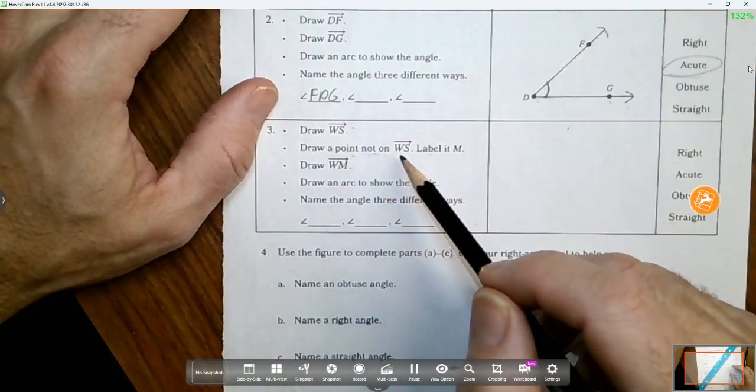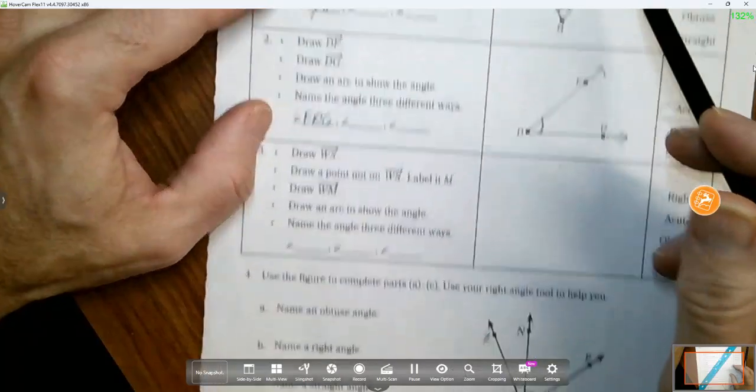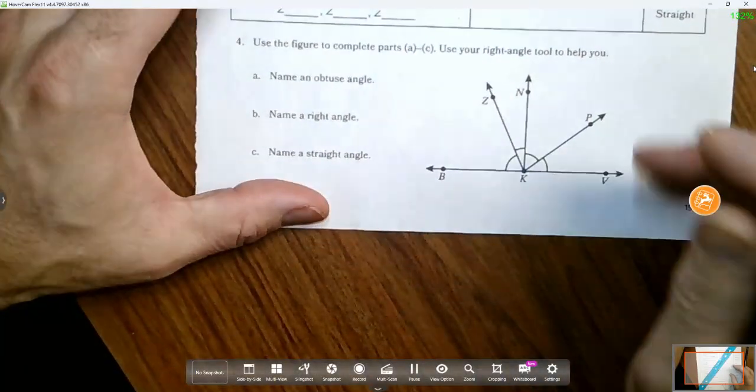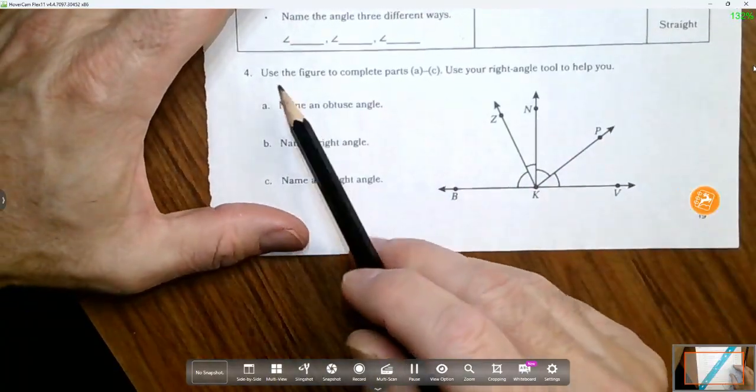Draw a point not on WS. So you're going to be setting this up similar to the last two we set up, something like that. Okay, down here, let's look at this one real quick.